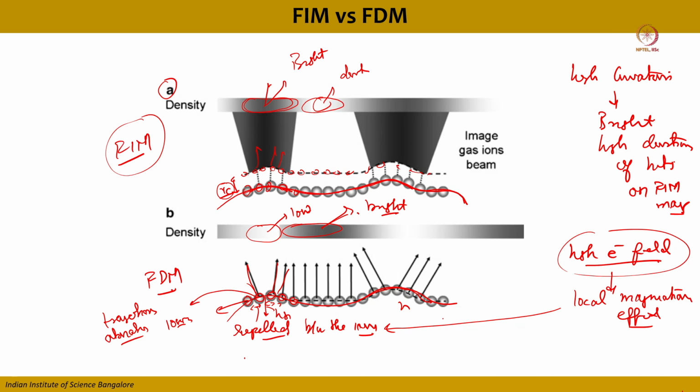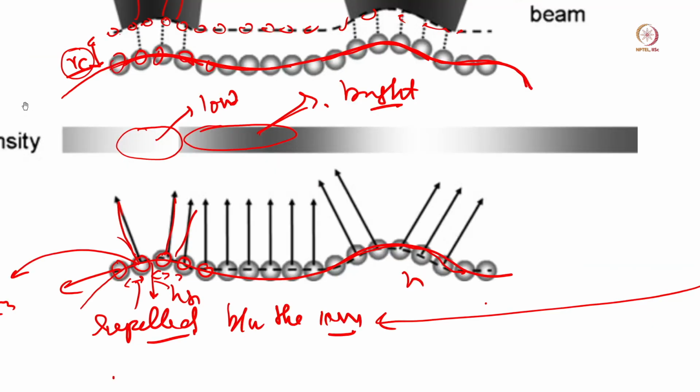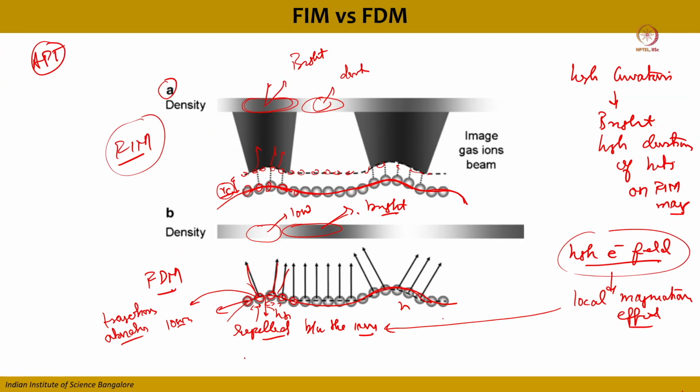So using the data of APT, atom probe, actually we can replot these FDM images. These FDM images are nothing but desorption images, and in these desorption images, wherever there is a low density of atoms those appear dark, wherever there is a high density those regions appear bright. So there is a difference in the appearance of desorption images and the FIM images.